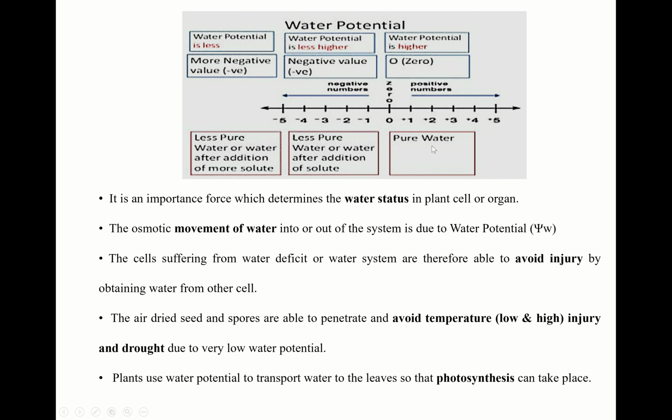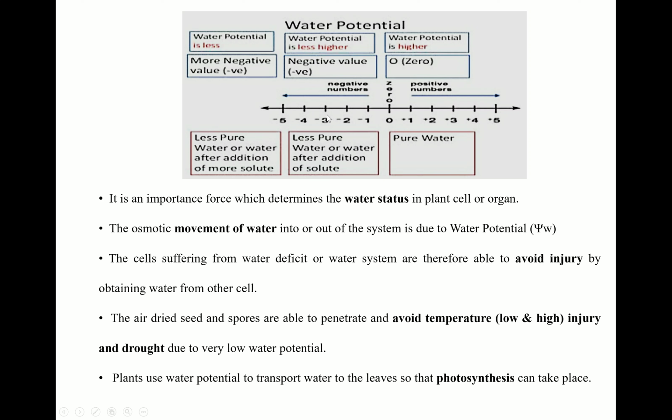So let us understand with this picture. For any pure water, the water potential is 0. If you keep on increasing the water, then it will be positive, the water potential is higher. If you keep on adding solute to the water, there will be less concentration of the water, so it will be in the negative value. So from here you can see this is a negative value, and here this is a positive value. So less pure water, or water after addition of more solute.